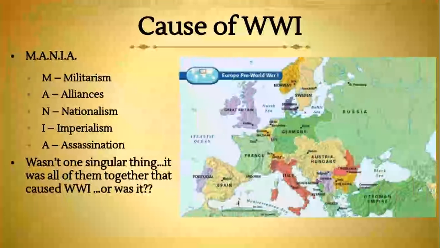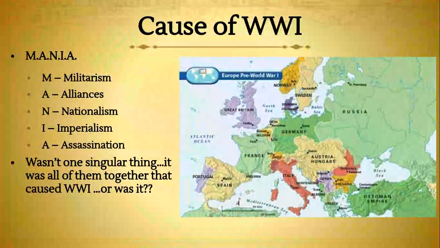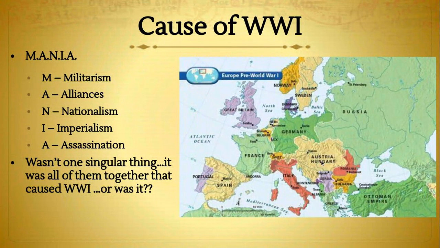So when you get into the causes of World War I, again, it's MAIN: militarism, alliances, nationalism, imperialism, and assassination. When I taught this lesson the first time in American history, I talked about how this is really a world history thing, and this is where the world history comes in. So if you look at the map, all those different countries that we have talked about in the past, that's what we're going to focus on today.